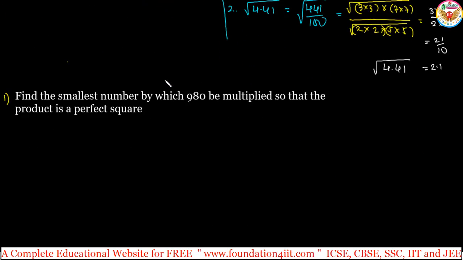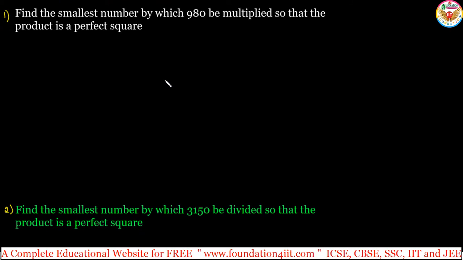Here I gave the questions. These are the two problems. We'll discuss them once. Find the smallest number by which 980 must be multiplied so that the product is a perfect square.